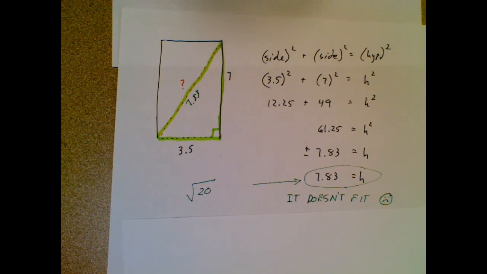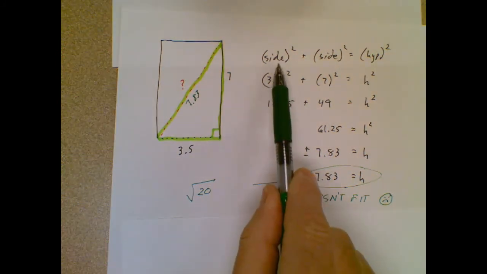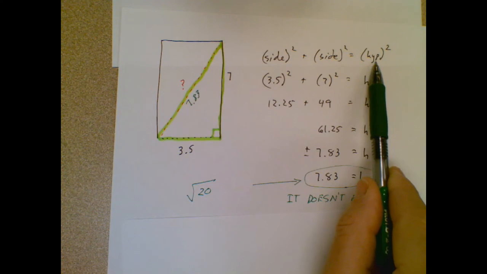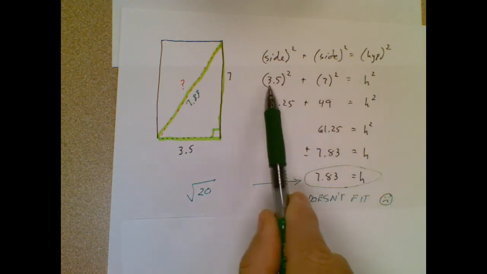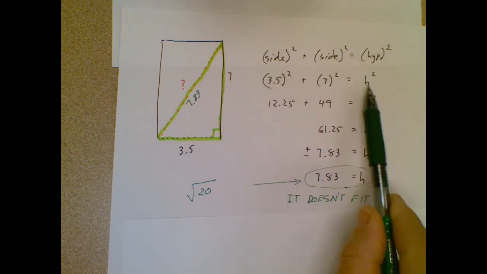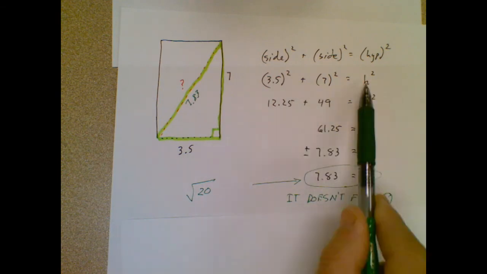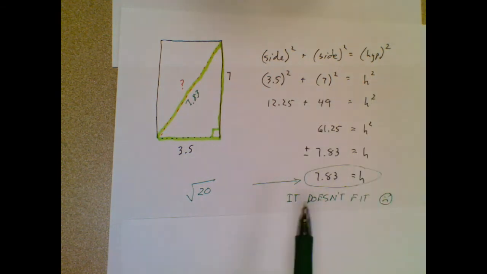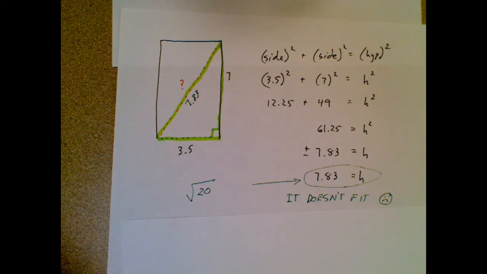I highly, highly suggest that you always start off with these two steps. Write out the Pythagorean theorem in words or symbols. Then the very next step, replace with any values that you have. You're going to have a variable or a missing value. Use your algebra skills to solve for that.